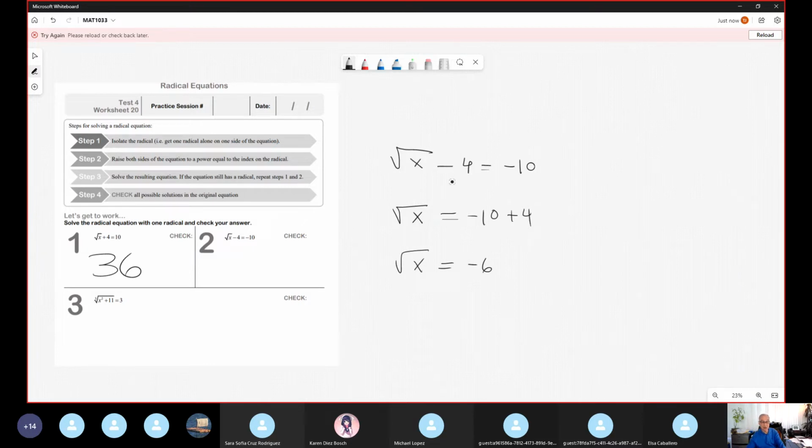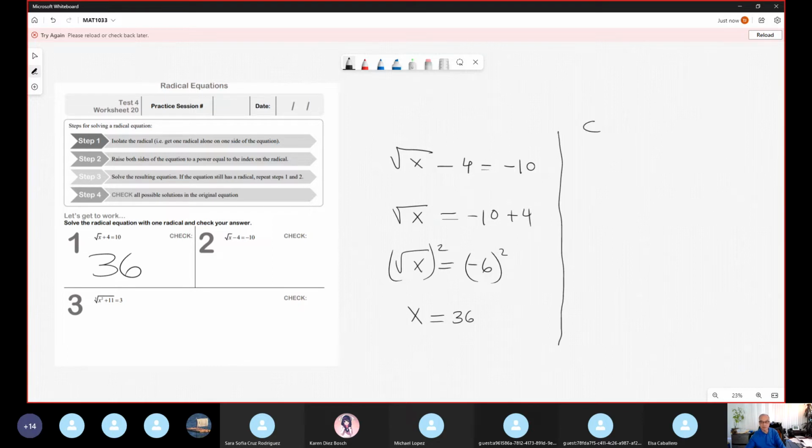Okay, now square both sides. Then x is equal to 36. Oh, the same answer as this. But I need to check it.